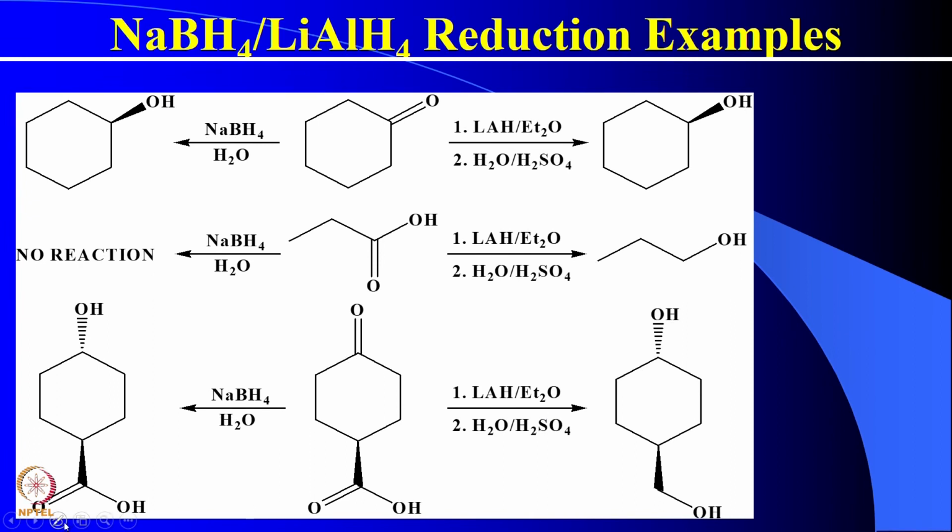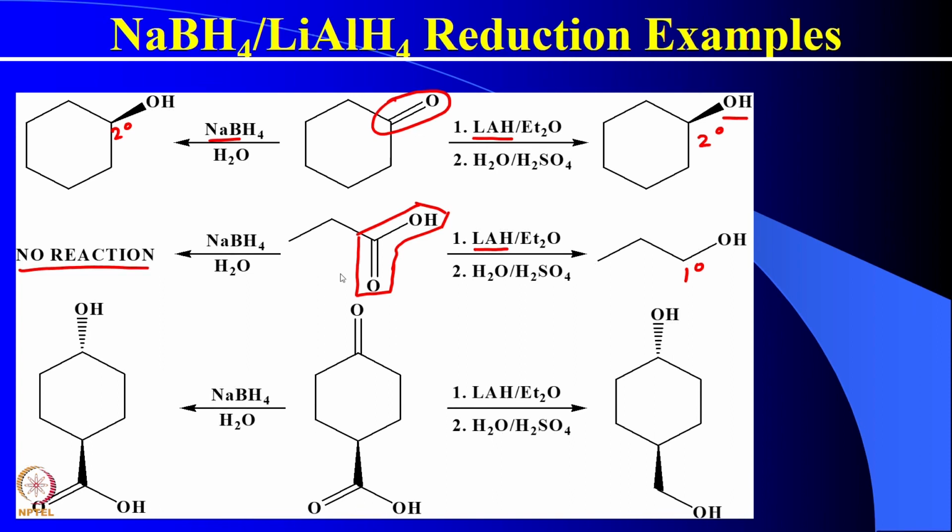Here in the first example at the top, we have a carbonyl group, a ketone. No matter what reducing agent we use, we end up getting a 2 degree alcohol. The second compound is an acid. If we use lithium aluminum hydride for that acid, we end up getting a 1 degree alcohol. But if we use sodium borohydride, there is no reaction. Sodium borohydride cannot reduce this acid.